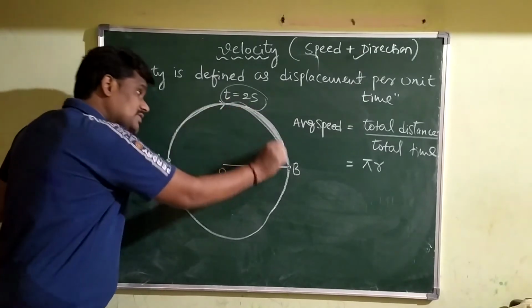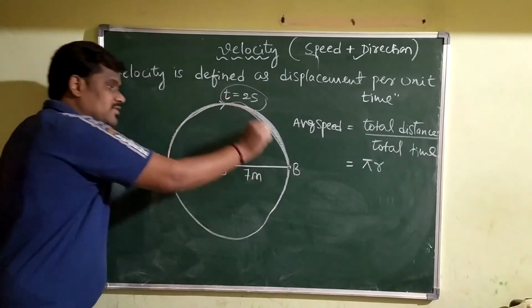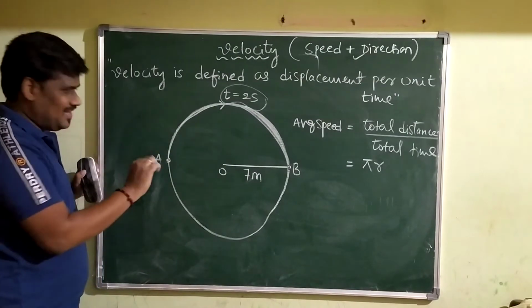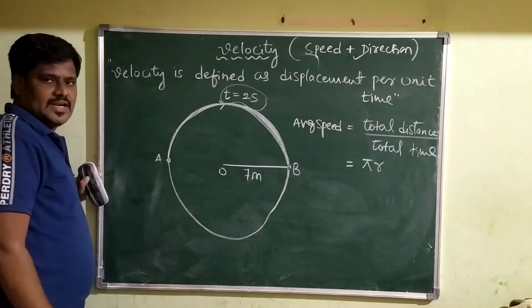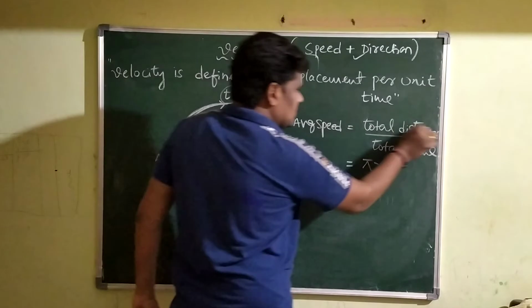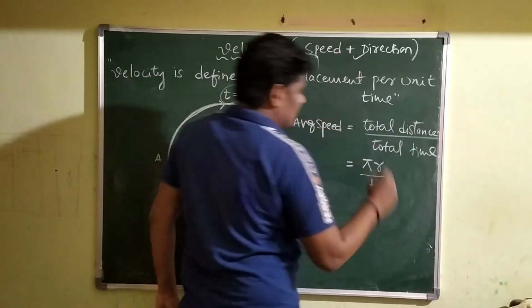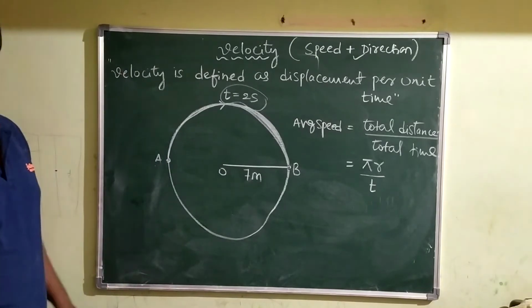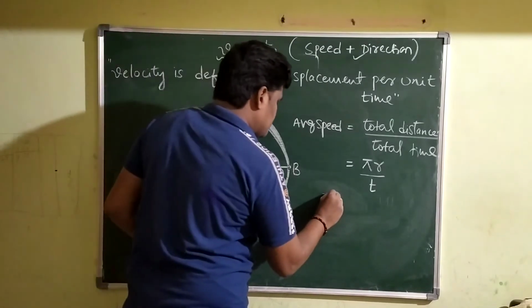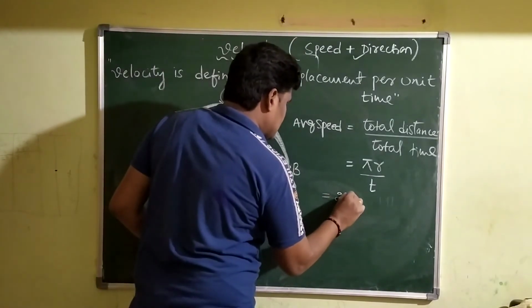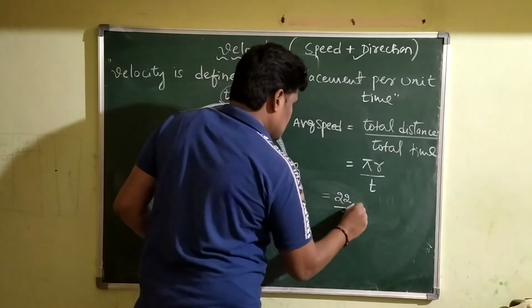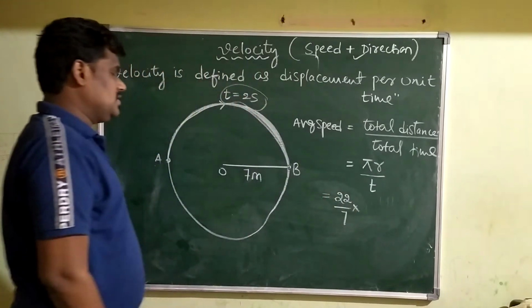What is the length of a circle? 2 pi r. The length of a semicircle is pi r. The total distance traveled is pi r, and the time taken is t. Okay, what is pi? Already you have the idea. Pi is given by 22/7 multiplied by what is r?